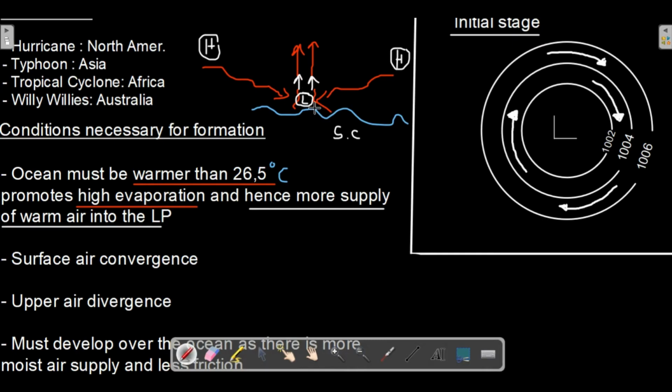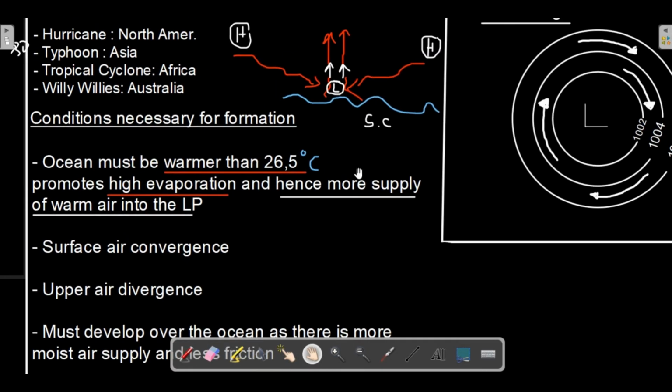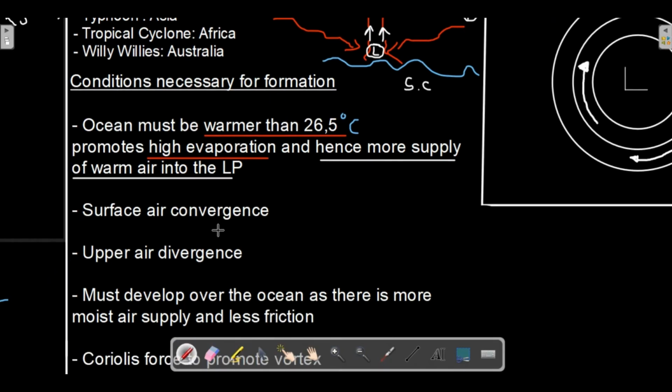Okay, that's what we need. We need them to rise up. We need air to rise up, but it has to first collide. Okay, so as you can see, this means that more air masses from different areas, from different places, actually are drawn towards this low pressure. So this will promote further growth, and hence we need surface air convergence.